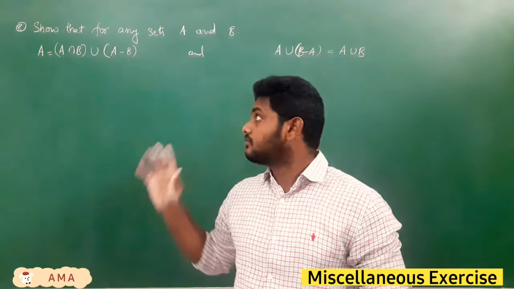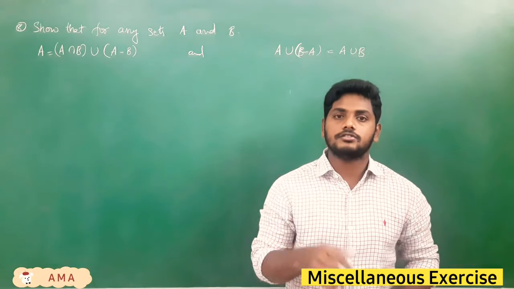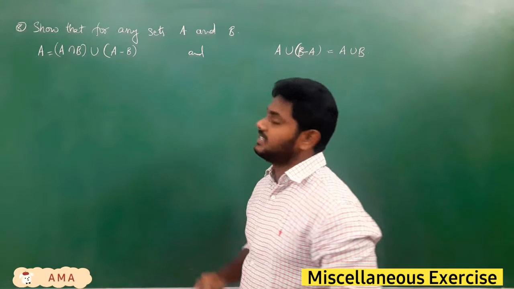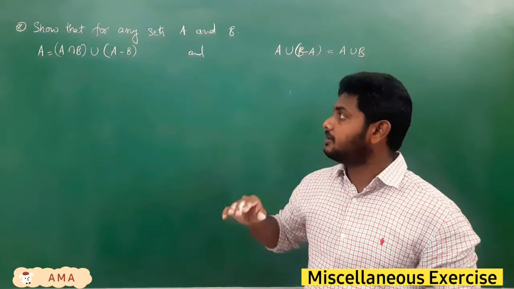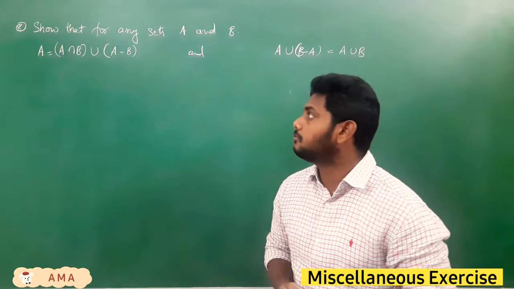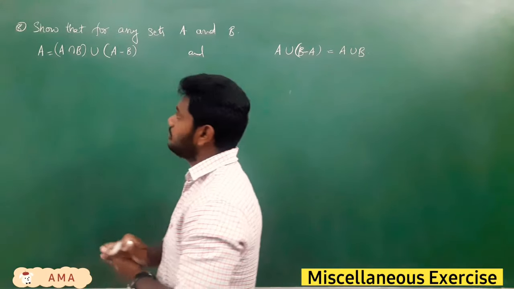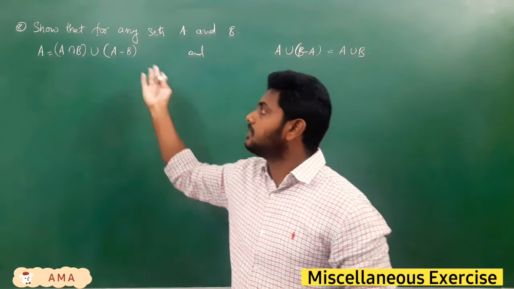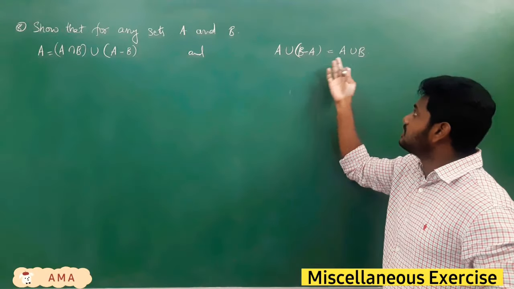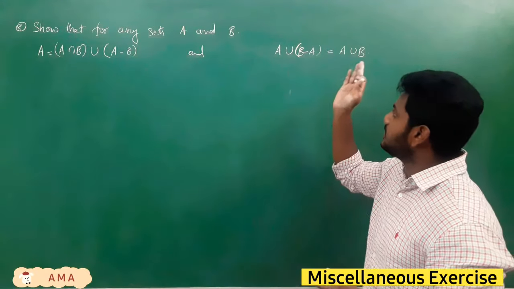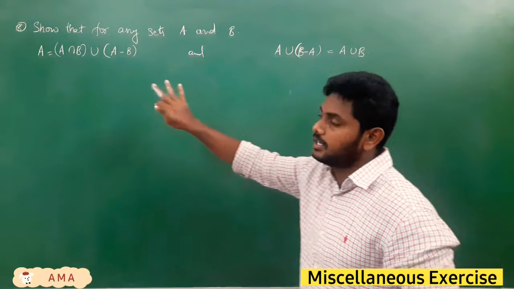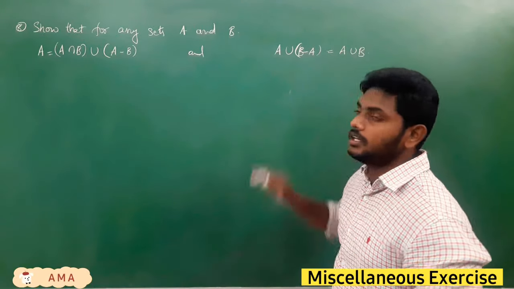Guys, see, this is a very good question to understand the Venn diagrams and also properties of sets. That is, show that for any sets A and B, A equal to A intersection B union A minus B. We need to prove LHS equal to RHS by considering either LHS or RHS, but we need to show that A is equal to A, and A union of B minus A is equal to A union B. By considering either LHS equal to RHS or RHS equal to LHS, we need to prove both are equal. Those two should be equal.